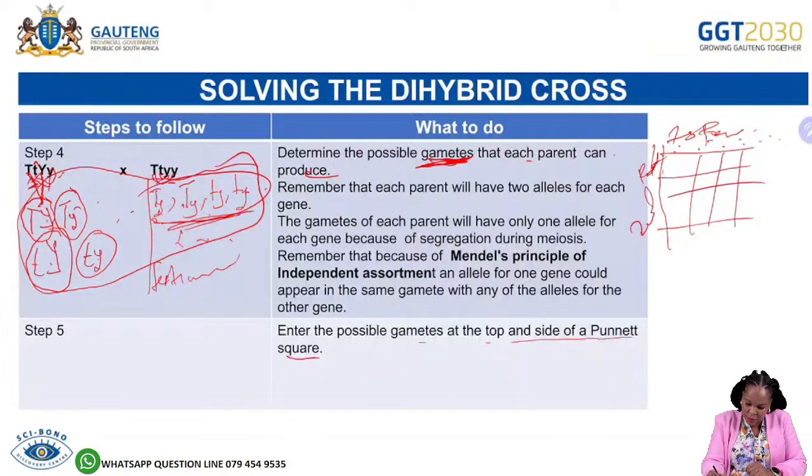Then you also write the blocks going downwards. You put all those possible gametes. And then inside the blocks, this is where now you are doing what? Possibilities of this gamete fertilizing that possible gamete of the second parent. What will be the possibility of the offspring, or what will be the possibility of the genotype in the offspring? That is what you get inside these blocks here.